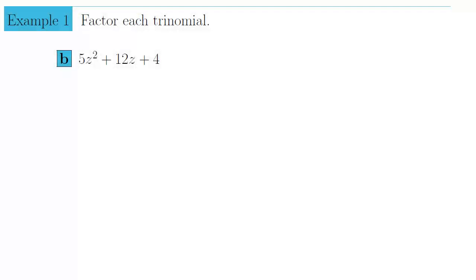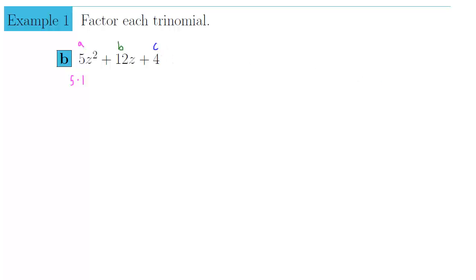So here's the next trinomial we have to factor. Right? It's 5z squared plus 12z plus 4. So the first step is to find factors of the a coefficient. So let me label my coefficients. Here's a, here's b, and here's c. So I'm going to find factors of my a coefficient. Again, this is a prime number, so my only factors are 5 and 1.